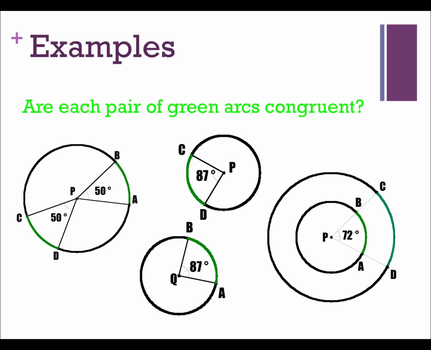Which pairs are congruent? Let's start with the circle all the way to the left. Are those arcs congruent? Yes. Why? Because they were both 50 degrees. What about in the two circles in the middle? Are these two 87-degree arcs congruent? Yes. How do you know?